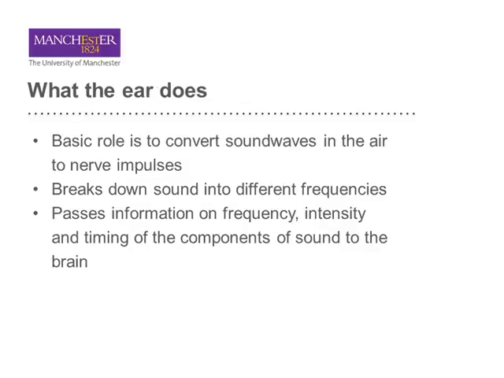The main role of the peripheral auditory system is to convert sound waves in the air to nerve impulses, and in the process of doing so, break down the sound into different frequency components and pass this information, along with information on intensity and timing of the components, to the brain.